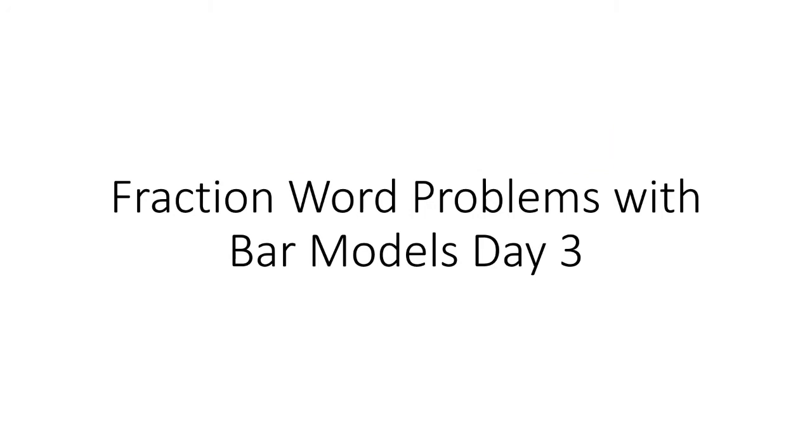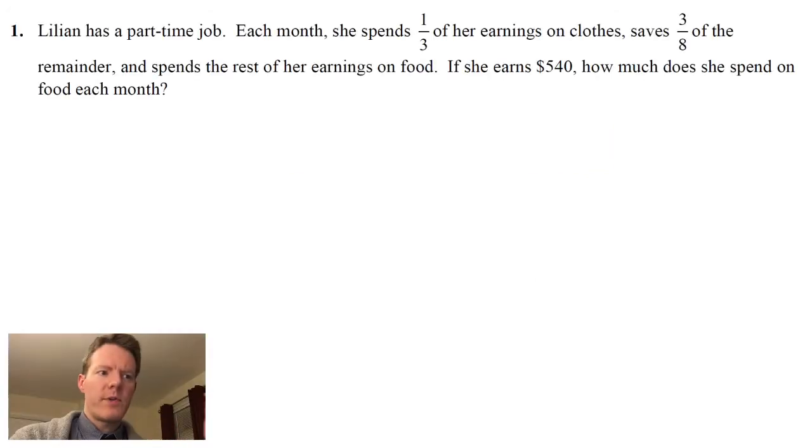Let's take a look. So in this first problem, it says Lillian has a part-time job. Each month, she's spending a third of her earnings on clothes. She saves 3/8 of the remainder and spends the rest of her earnings on food. If she earns $540, how much does she spend on food each month? There is a lot of information in this problem, so let's break it down.